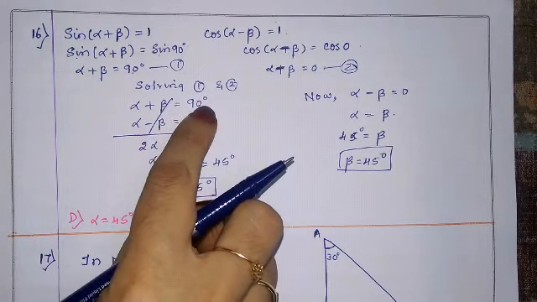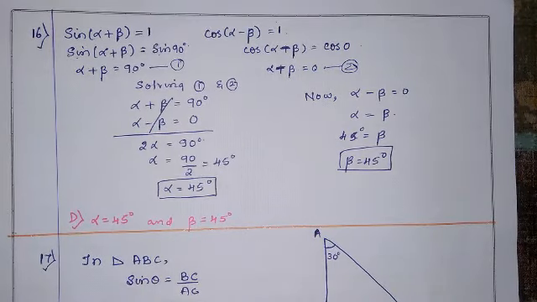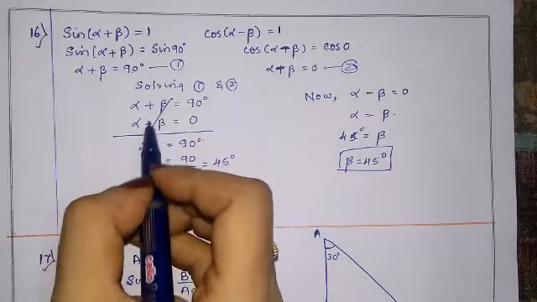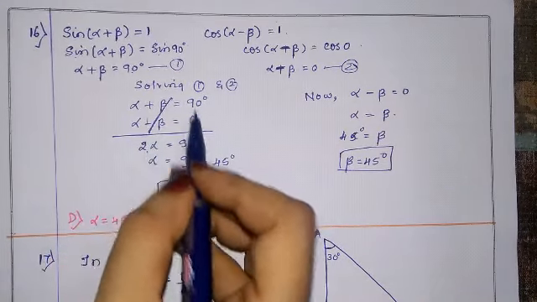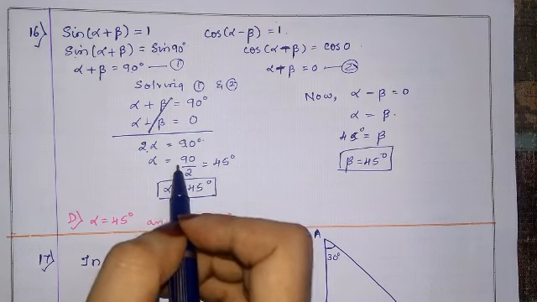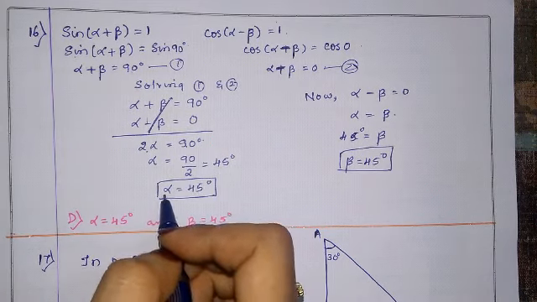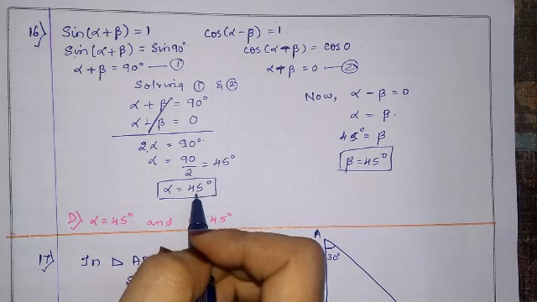Alpha plus beta is equal to 90. Alpha minus beta is equal to 0. Beta plus and minus beta get cancelled. Alpha plus alpha is 2 alpha, and 90 plus 0 is 90. Alpha is equal to 90 by 2. We got alpha is equal to 45.